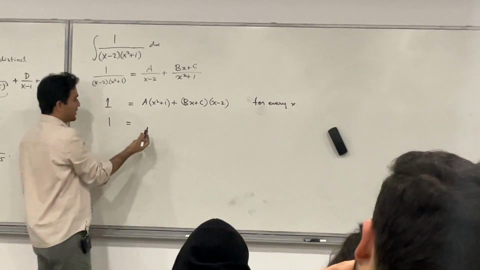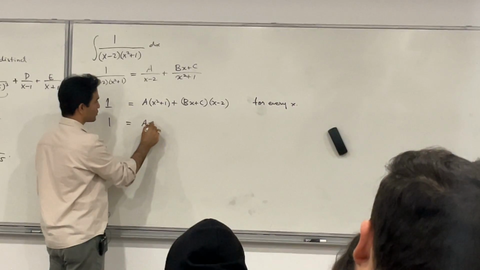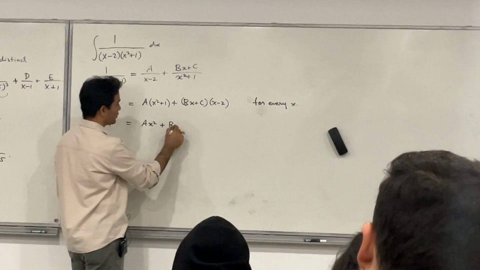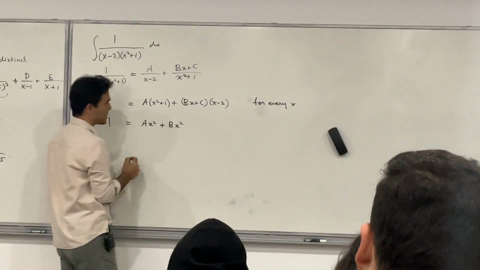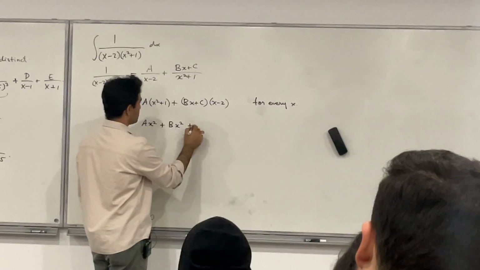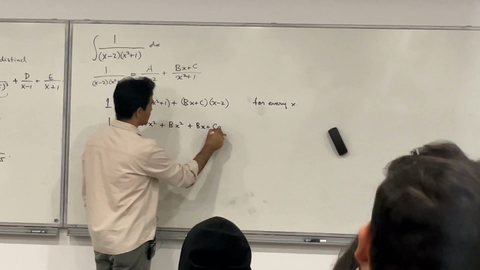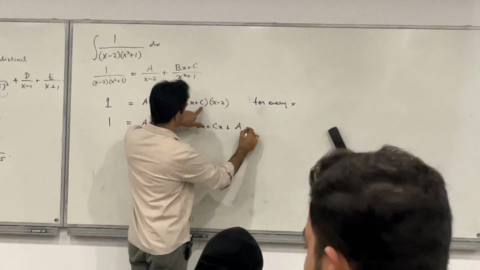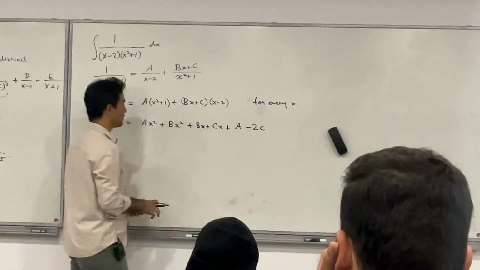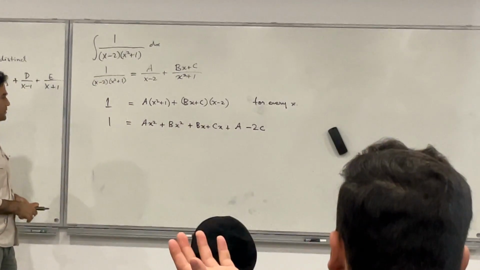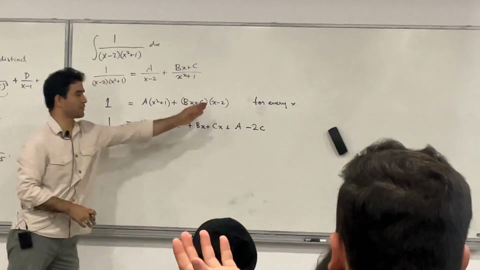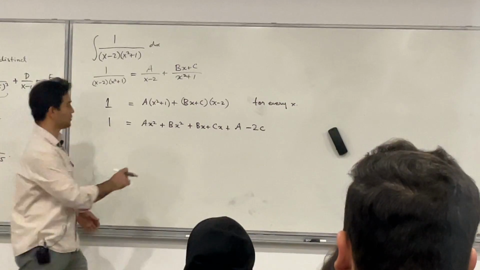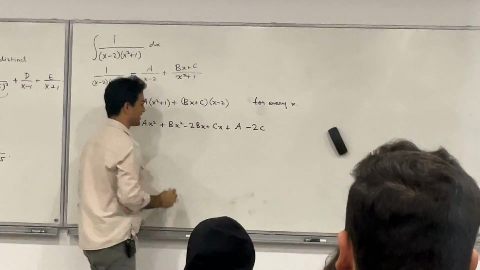Okay, if this is true for every x, that means we have an ax squared plus bx squared, right? Plus a bx plus a cx plus a, plus a minus 2c, is that right? Can someone please check this? What did we do here? Just expanded this. Minus 2b. Thank you.